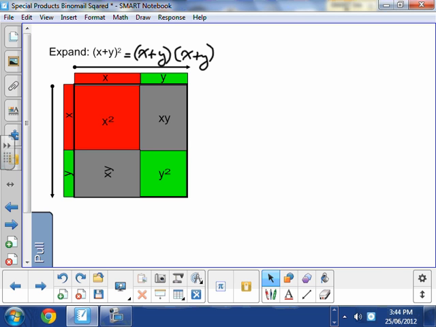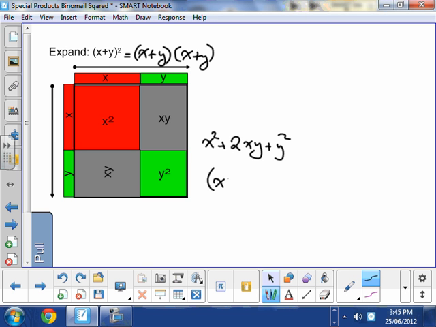So I know that the answer must be x squared plus, how much is xy plus xy? We have two of these, so it's 2xy and y squared. Beautiful, but you know that I always want to see an algebraic approach. So let's do it algebraically.